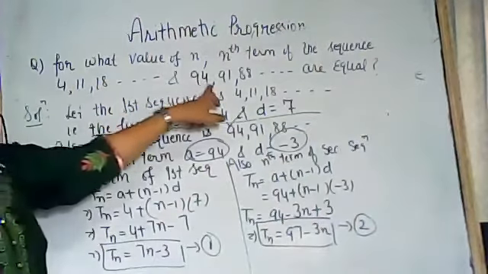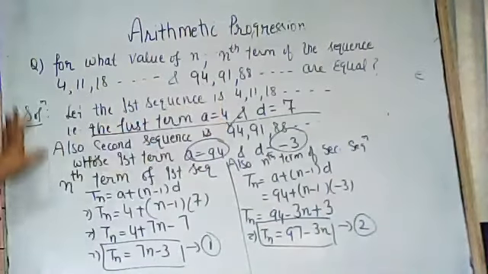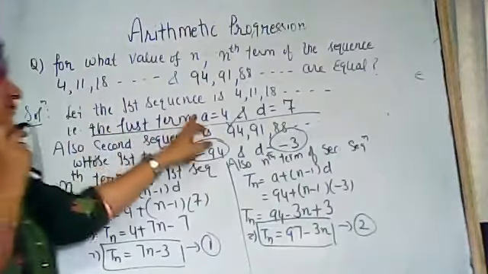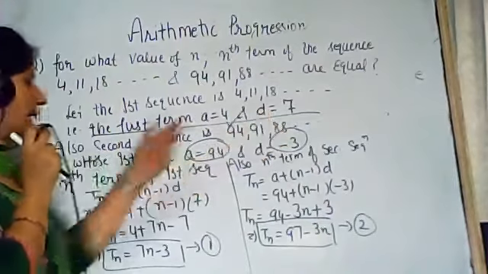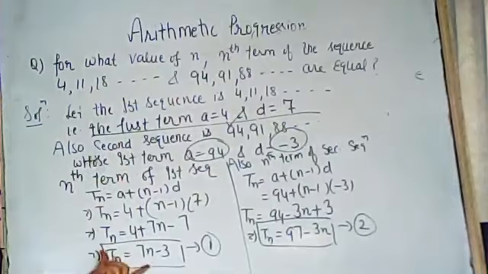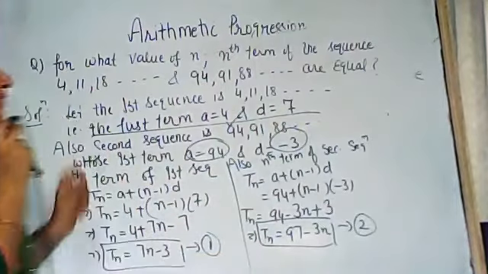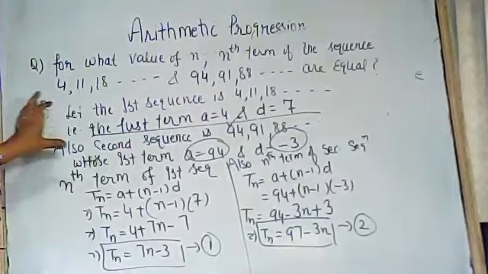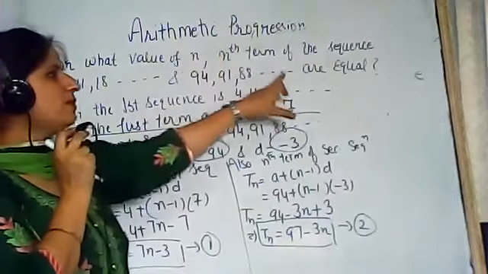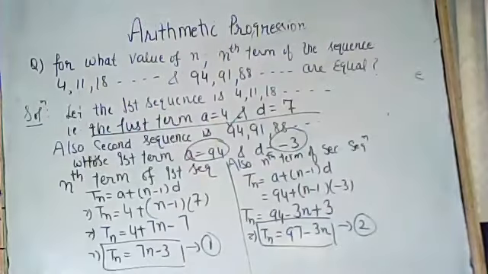So two sequences are already given. First of all, we have calculated their first term and common difference, and then we have found out their nth term, which is denoted as equation number 1 and 2. Now, what is the next step? We have to check if their nth terms are equal, then what will be the value of n?